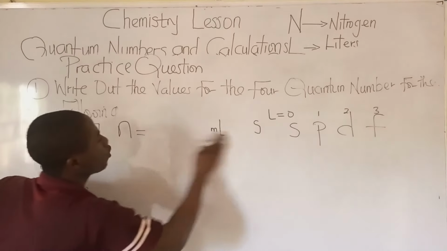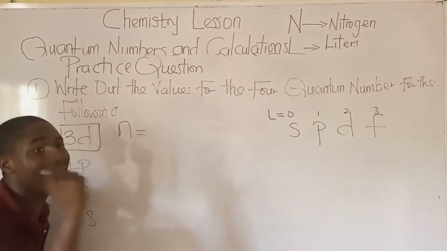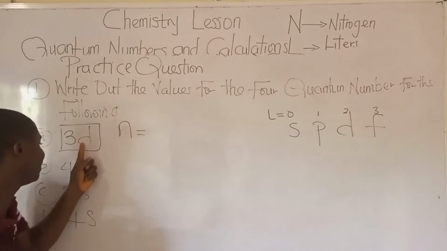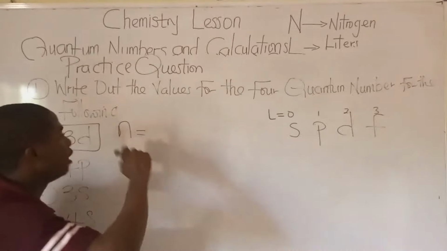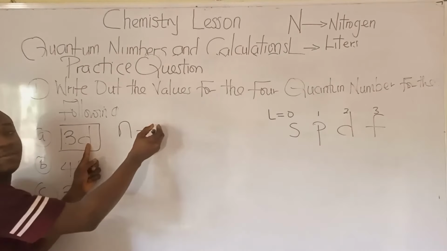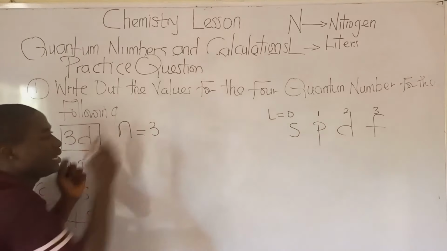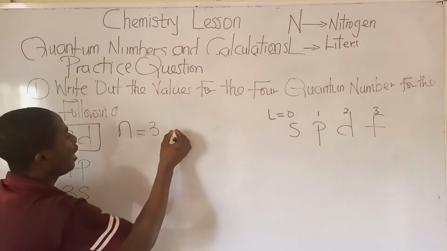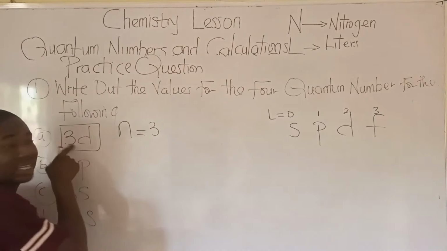Very easy. For us to get our n value, our n value is the number we are seeing at the front of the alphabet. You know, all these are the orbitals. This is the D orbital, the P orbital, the S orbital written there. So what did I say? The n value is gotten from the number standing in front of the orbital, which is 3. Are you getting me now? So the n value is 3.